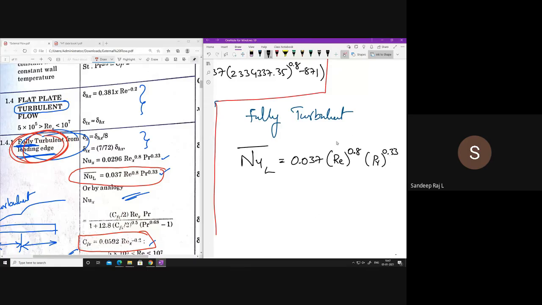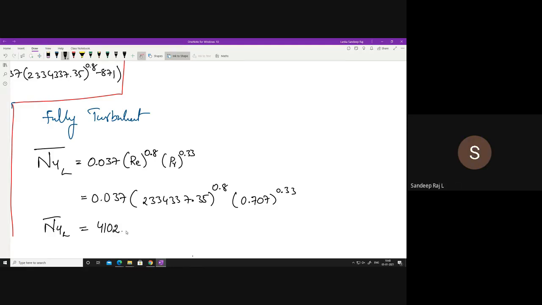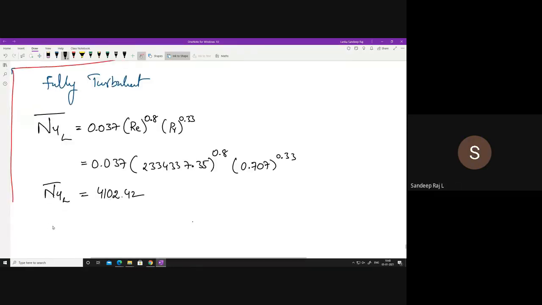So, Reynolds and Prandtl, simply substitute them here. 0.037, the Reynolds is 7.35 whole to the power of 0.8 and the Prandtl is 0.707 power 0.33. So tell me what is this Nu bar value? 4102.42. That is the Nu bar value.